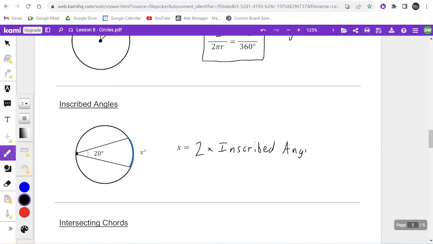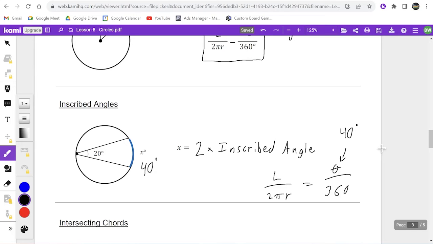2 times your inscribed angle. So can someone tell me what x is going to be for this example? 40. Yes, exactly. You just double it. That's exactly right. Okay, good. And by the way, that equation I said earlier, L over 2 pi r equals theta over 360, that's still going to hold true for the arc length as a distance. Just remember that theta is not the 20 degrees, it's the 40 degrees because it's always the arc length angle.